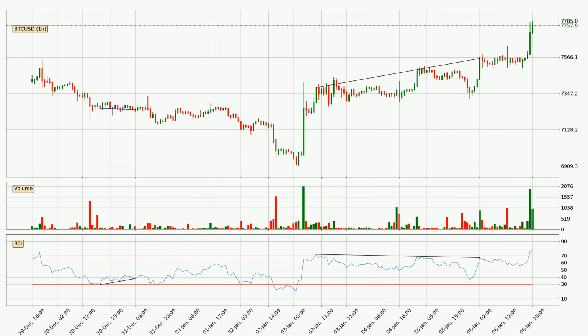Now looking for divergence in the hourly time frame, there was a bearish divergence, but the price went to the upside, which was actually not expected.